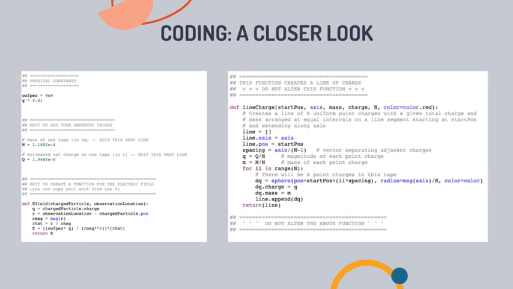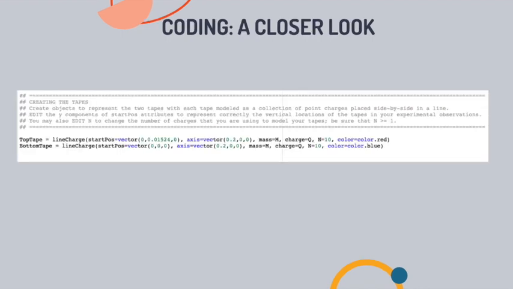I'm now going through my code to explain the steps I took in order to model the tapes as a line charge. First, I initialized my variables and assigned my data values to them. I then utilized my electric field function from Lab 0 to calculate the electric field. The next step was creating several point charges to form a line charge. This function was provided to me from the starter code, so no changes were made. I then created the tape objects and set my line charge to be represented by 10 point charges. The position of the top tape was offset by 0.01524 meters, as that is what the change in distance was when the two tapes repelled each other.